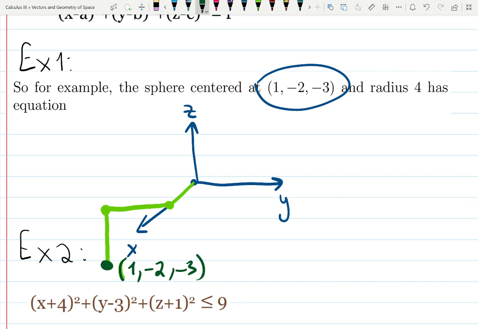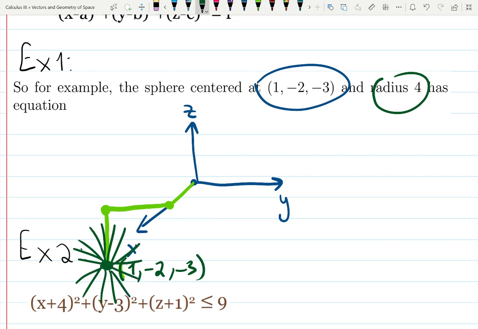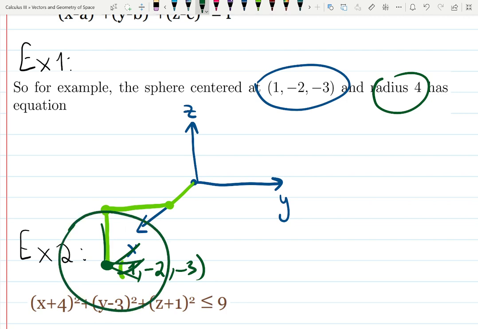That's a center. Now it says radius is 4. So I need to go 4 units in each direction, like a flower, basically, or lasers all over the place. This idea of lasers will be extremely important on Thursday. I'm creating a circle, and then I'm giving depth to it. So a circle 4 units away, and then depth also 4 units away. Not very pretty, but I just wanted you to know the idea. Does that make sense?